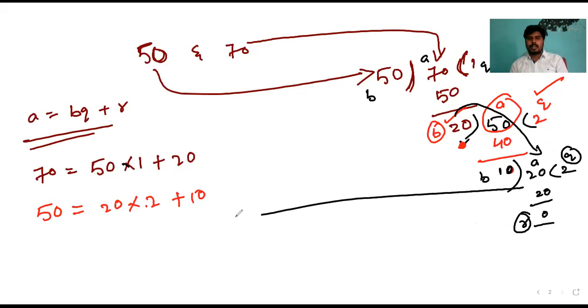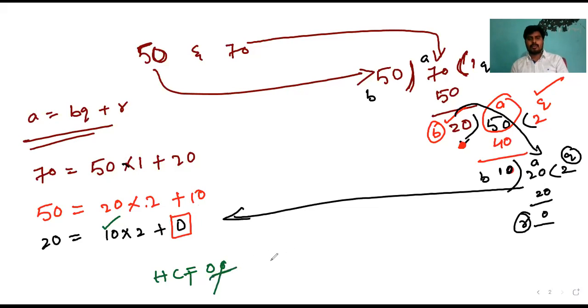So arrange them again in A is equal to BQ plus R form. 20 is equal to 10 into 2 plus 0. Right? So here you got remainder 0. See, this 10 is the HCF of the given numbers 50 and 70. HCF of 50 comma 70 is 10.